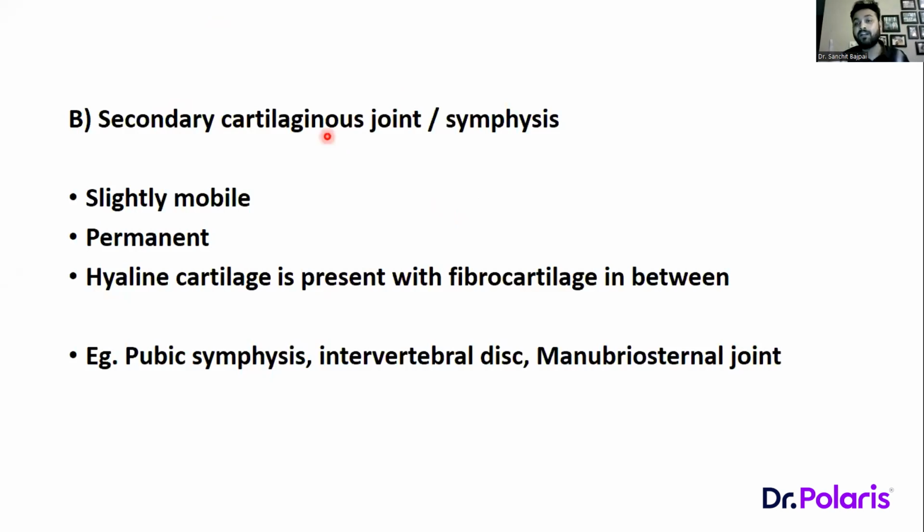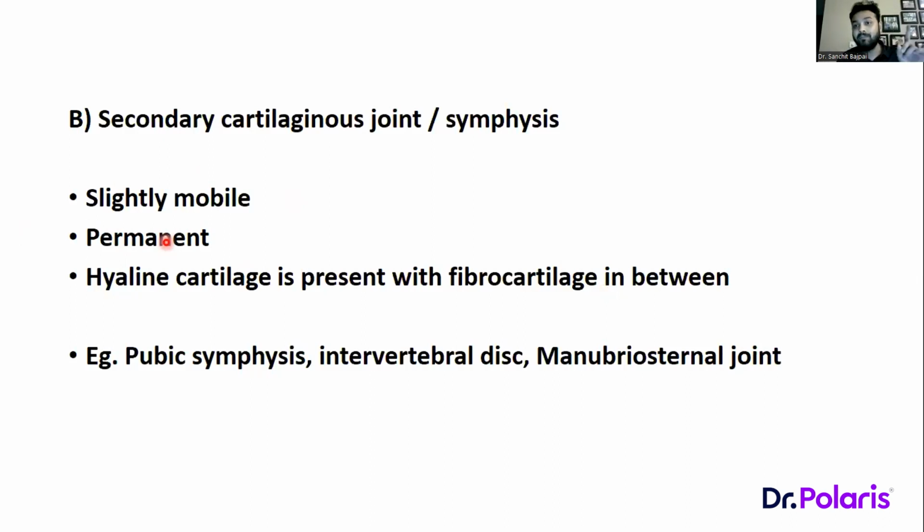Now, how do these differ from our primary cartilaginous joints? In primary cartilaginous joints, I told you these are temporary joints. That means the hyaline cartilage will ossify itself later on in time. But here the hyaline cartilage is present and it is permanent. You're getting it? So here there is nothing called ossification of the hyaline cartilage later on in life. These are ready-made joints which have a hyaline cartilage in between them, and that hyaline cartilage is going to stay for life. It is not going to go away. This is the difference between primary cartilaginous joints and secondary cartilaginous joints.